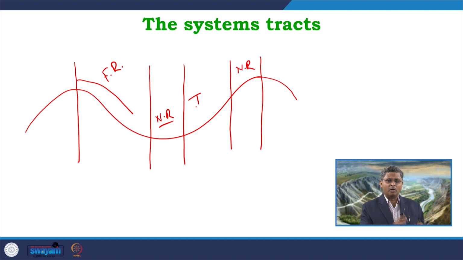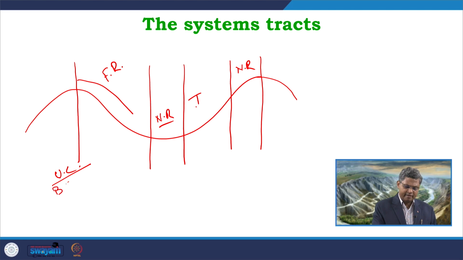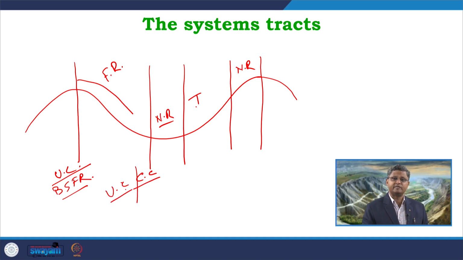As we already know the names of the boundaries, this surface is commonly identified as an unconformity surface, or it can be identified as a BSFR surface. This surface is commonly identified as a correlative conformity surface, or in a fluvial section it can be an unconformity surface. The contact between normal regression and transgression is identified as the maximum regressive surface. The transition from transgression to the next normal regression is identified as the maximum flooding surface, and again we are coming back to this surface 1.